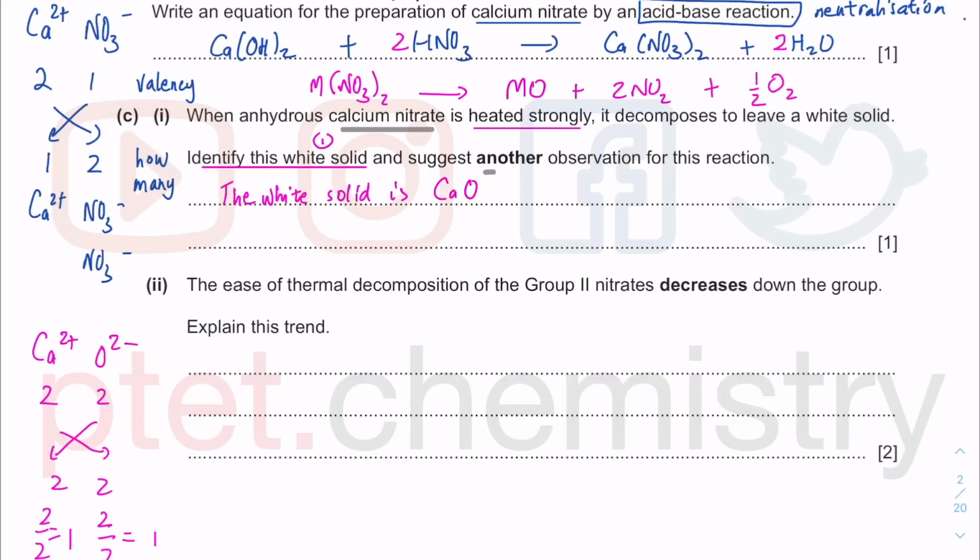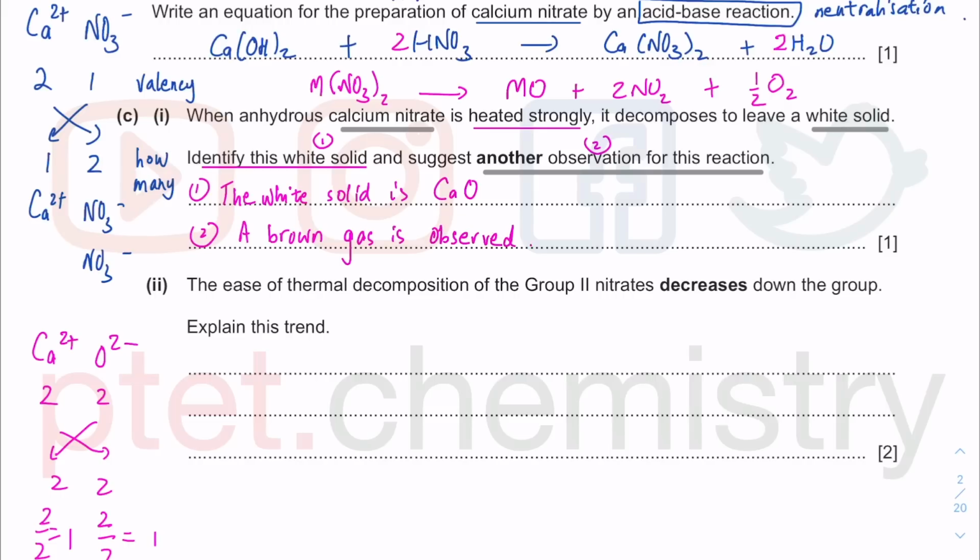Suggest another observation for this reaction. Besides leaving you a white solid, giving you another white solid, what else do you see? Earlier I mentioned the brown gas. NO2 is brown, so a brown gas is observed. Or you say brown gas is seen, that one should be alright.